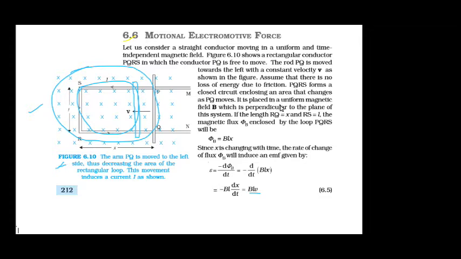It is placed in a uniform magnetic field B, which is perpendicular to the plane of this system. So B is the uniform magnetic field which is perpendicular to the plane of this system. If the length RQ is equal to x and RS is equal to L, RQ is x and RS is L, it is given.